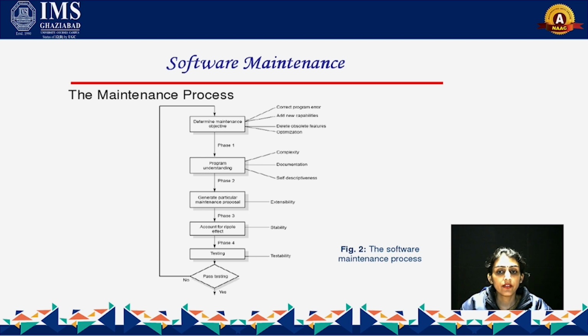Then in phase 3, the maintenance team has to account for any ripple effect which will come when they do the maintenance. This will ensure the stability of the maintenance that they have done on the software. In phase 4 comes the testing. Once all the maintenance process has been done, and they have done the ripple effect testing also, then comes the testing of whether the maintenance that they have done is correct or not, whether it is passing all the testing or not.